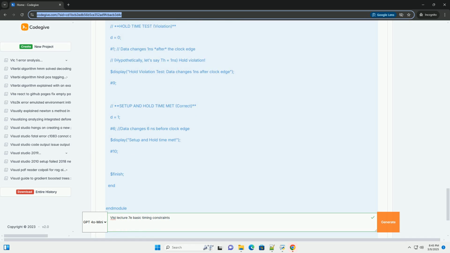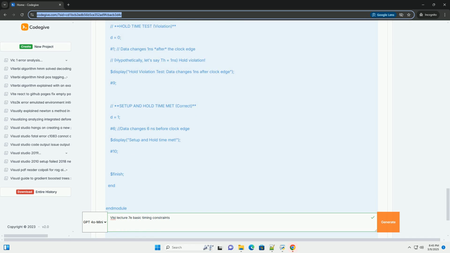Important considerations for CDC. Multi-bit signals: synchronizing multi-bit signals is much more complex. Gray coding is often used to ensure that only one bit changes at a time, minimizing the risk of glitches during synchronization. Handshaking protocols: for reliable data transfer, handshake protocols are often used in conjunction with synchronizers. Thorough verification: clock domain crossing circuits require careful verification to ensure they operate correctly under all conditions.